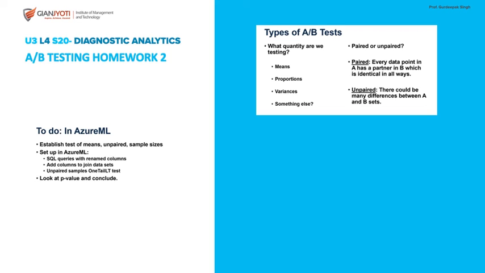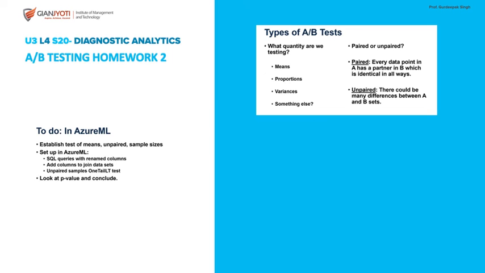I'll tell you the homework, but let me explain another thing: in A/B testing you have paired or unpaired. Before that, you need to decide what quantity you are testing, whether these are the means, proportions, variances, or something else. There are two types, one is paired and one is unpaired. When we say paired, that means, for example, if I'm testing a drug with a placebo or two drugs maybe.